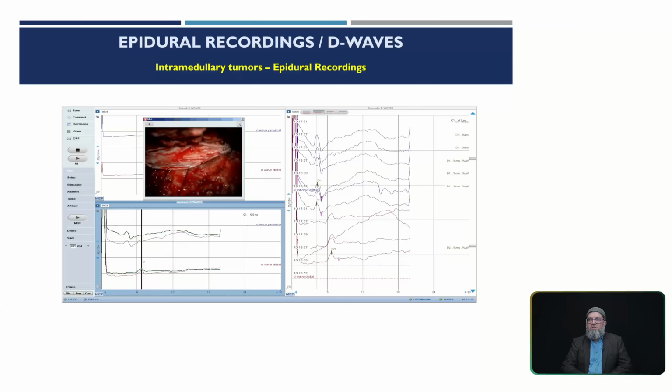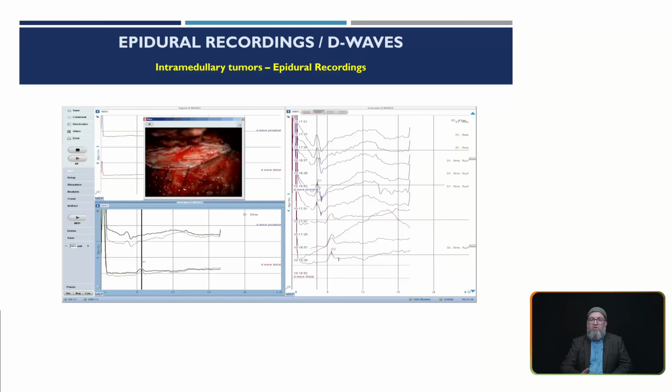For the motor evoked potential, we have another technique, which is D waves or direct waves, which is recording directly from the epidural space. This is typically done for intramedullary spinal cord tumors above the T9 level, thoracic level 9, because below that the conus is smaller, so you cannot record them.